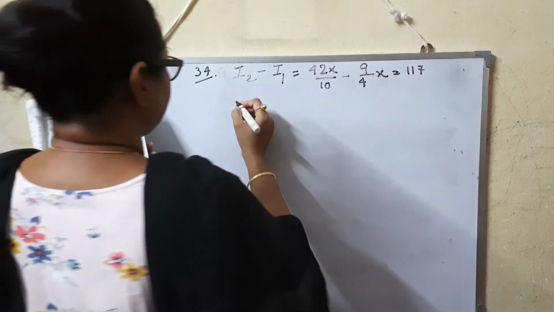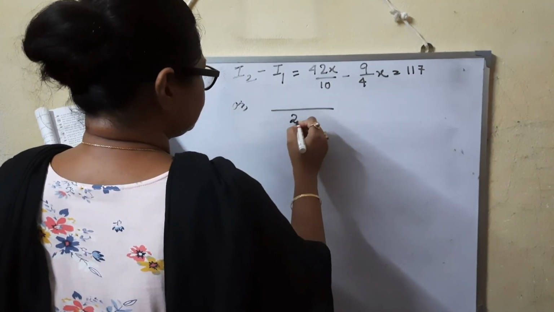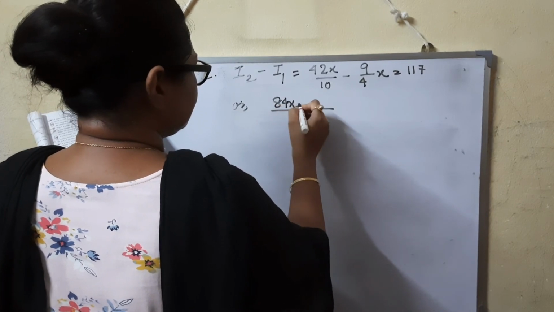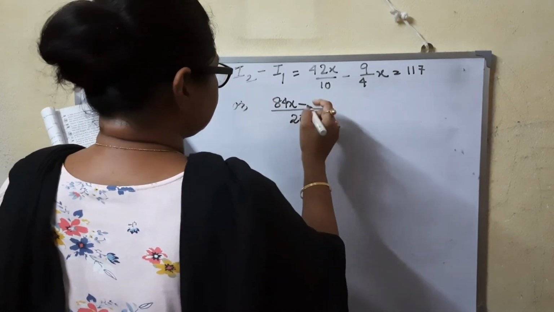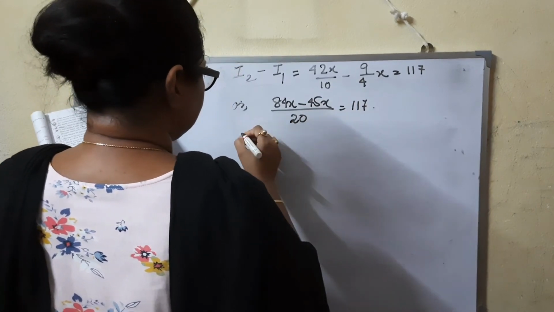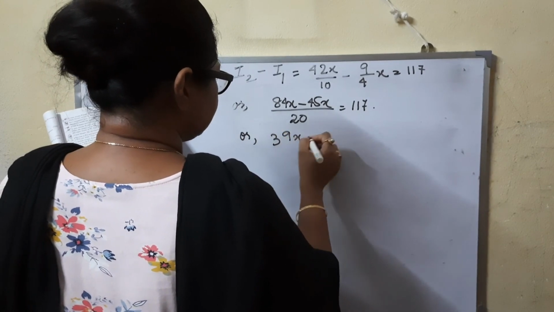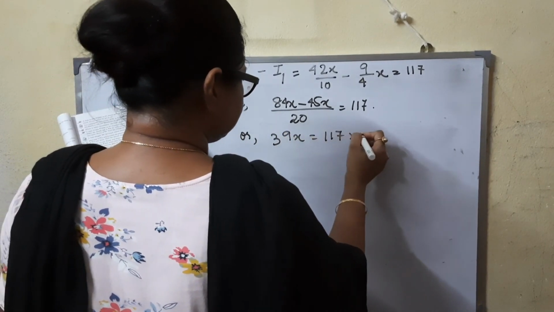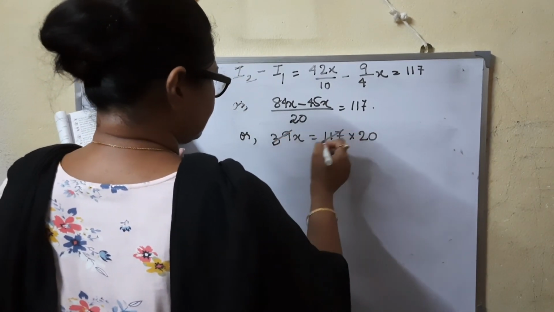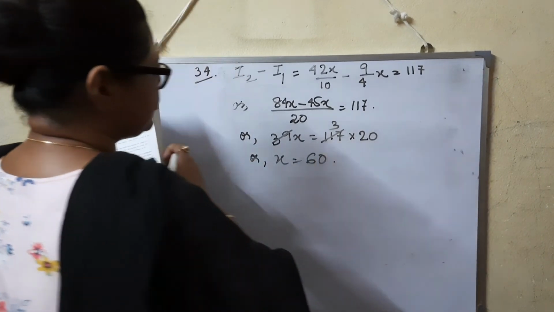Okay. Let's do it. LCM 20: 84x minus 45x equal to 117 into 20, or 39x equal to 117 into 20, or x equal to 60. So number of shares we got is 60.